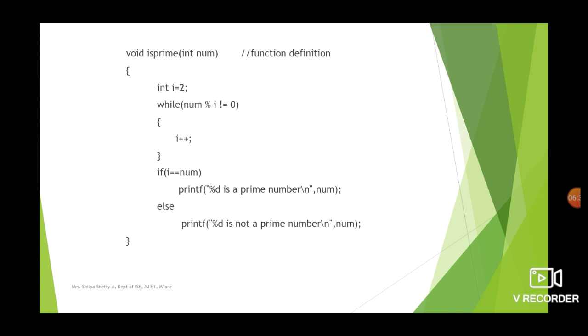This is a while loop. A while loop is a loop that continuously executes till the condition that is written, that is num % I not equal to 0, becomes false. That means num % I equal to 0. At this point the loop will terminate. I hope it is clear.